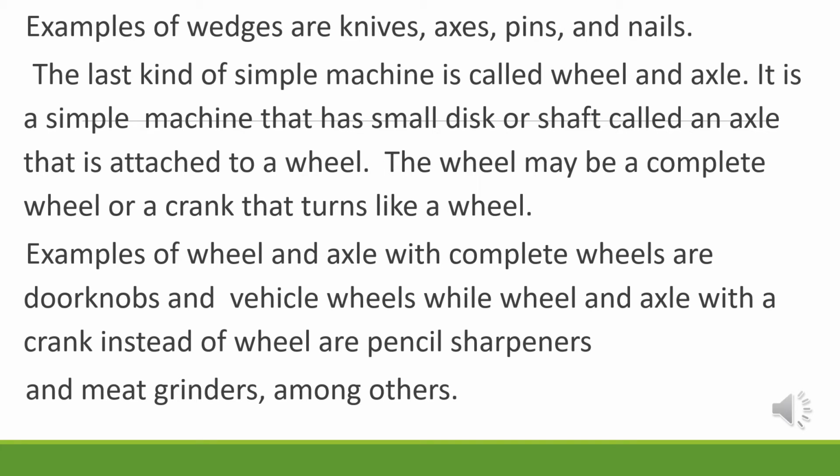The last kind of simple machine is called wheel and axle. It is a simple machine that has a small disc or shaft called an axle that is attached to a wheel. The wheel may be a complete wheel or a crank that turns like a wheel. Examples of wheel and axle with complete wheels are doorknobs and vehicle wheels, while wheel and axle with a crank instead of a wheel are pencil sharpeners and meat grinders, among others.